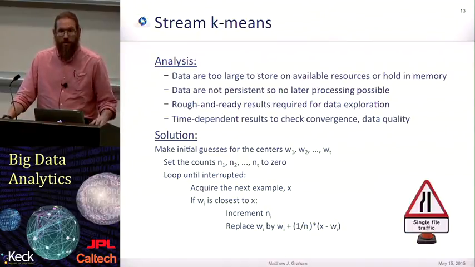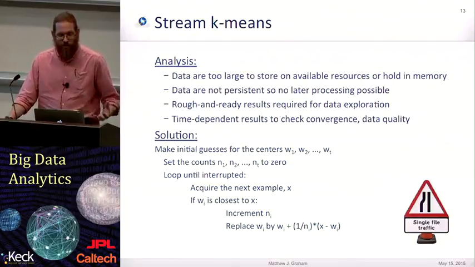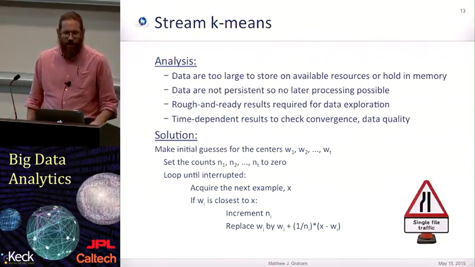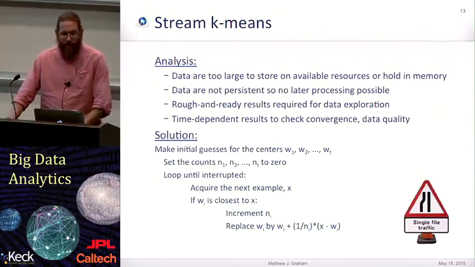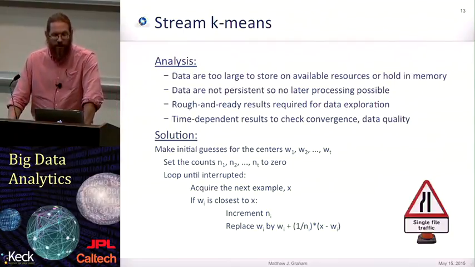This is true of some very large science experiments where they don't keep the raw data, but you may want to work on the raw data as it's streaming through because you wouldn't be able to do that later. This also allows for rough and ready results required for data exploration, for example, and maybe you're after checking convergence or data quality in an ongoing fashion with your underlying data stream.